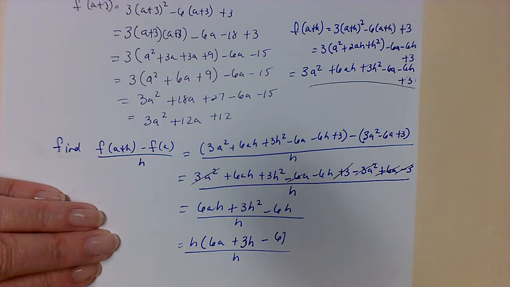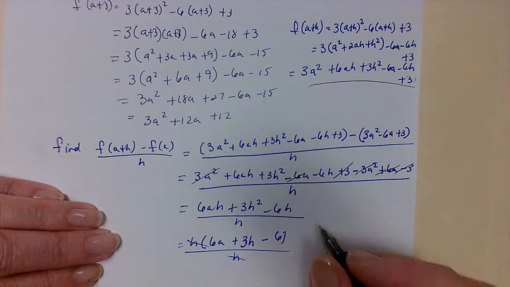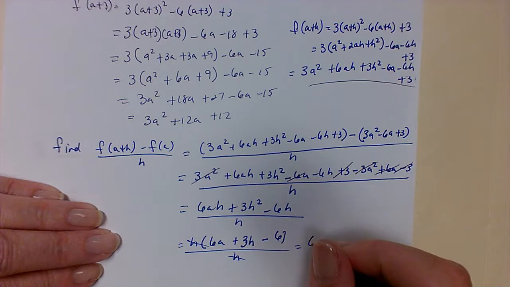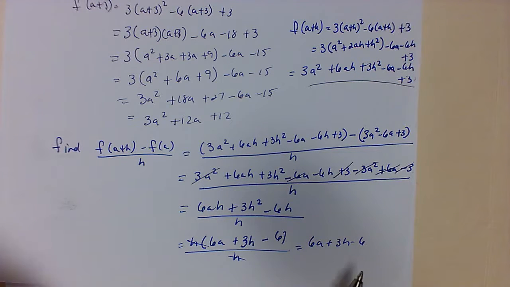All over h. Now the reason we're only factoring out an h, even though they were all divided by 3, is because when we finish, the h's will go away. We'll end up with just a simple term of 6a plus 3h minus 6. And we want to keep it to where we could plug anything else back into it if we need to. And that's how you'll find f at any term that you need to find.